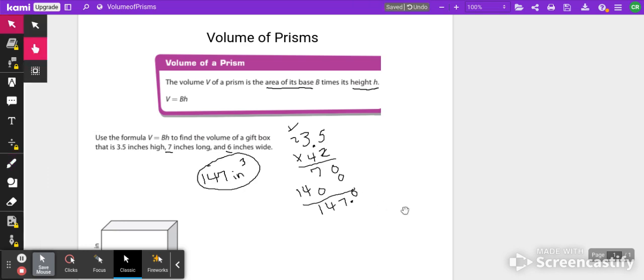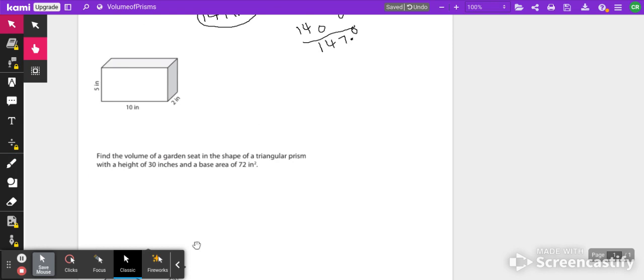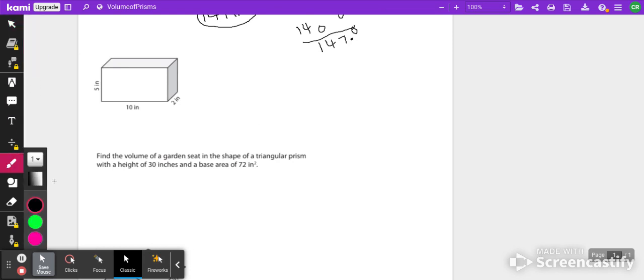Scrolling down just a little bit, we have another rectangular prism. Now I am going to use V equals big BH here just to show you. I like to take my formulas and break them down. So I'm going to put the big B by itself and the H. That way I can get those and then use the formula. Big B means area of the base. On a rectangular prism, the base is usually the bottom. Not always. You're going to have to read the problem and see which one the base is. But here the base is the bottom.